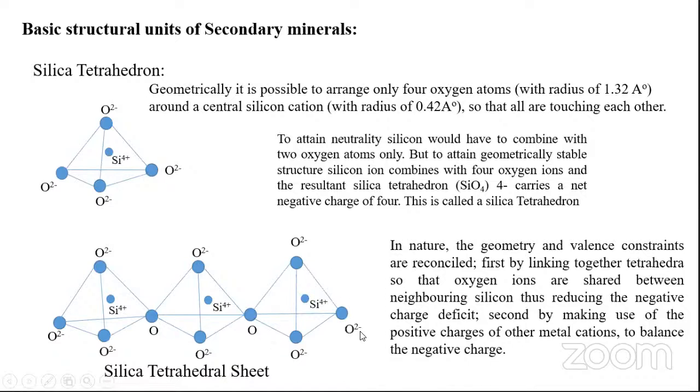So naturally, what will happen? It will end up with one negative charge. That is the reason why silica tetrahedra, and all the secondary clay minerals, are negatively charged. This is for understanding, students, regarding the silica tetrahedral structural unit.